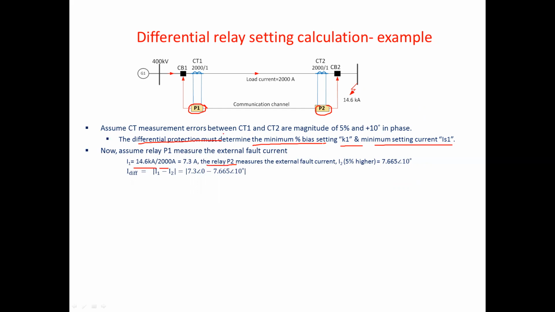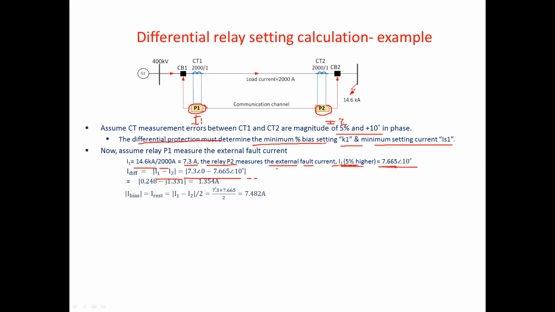So relay P2 measures the external fault current, and I2 is 5% higher, slightly higher because of the error, so it will measure 7.665 at an angle of 10°, because this is an assumption. So I1 will be 7.3, but I2 will be 7.6 because of the error of the measurement CT. So the differential current will be I1 minus I2, that is, sorry, 1.35 amp.